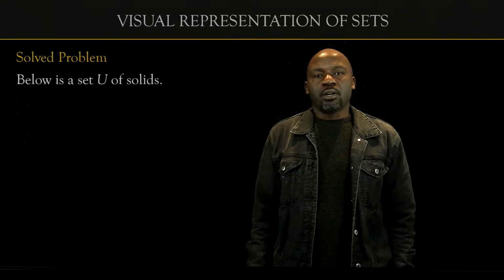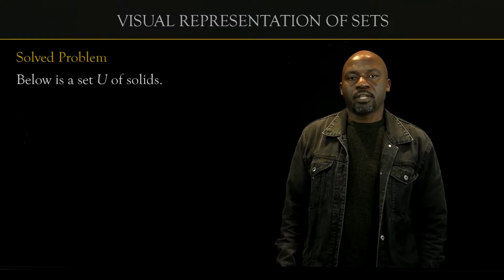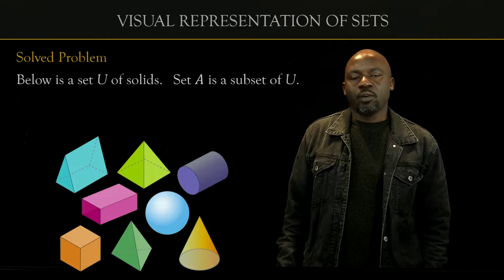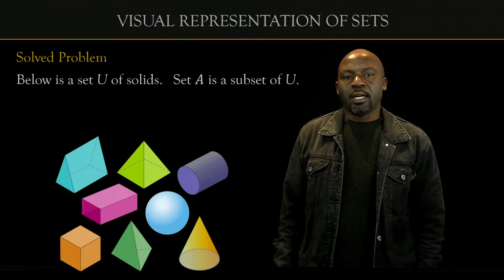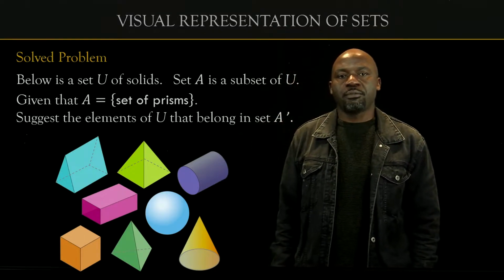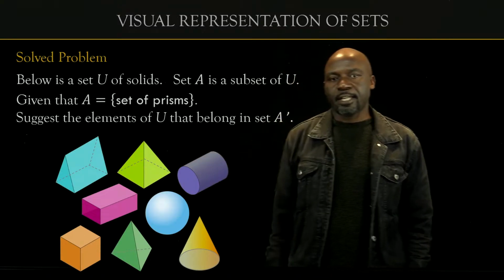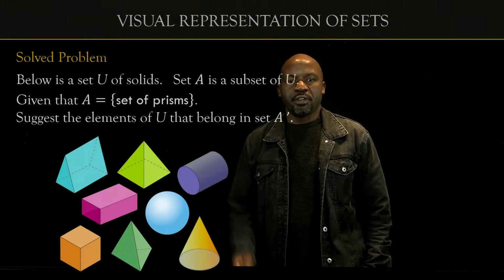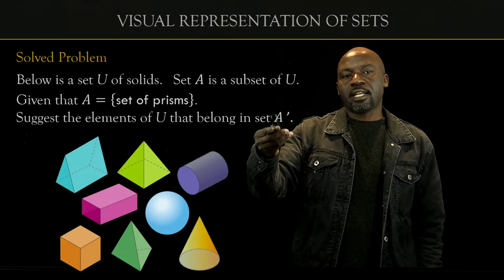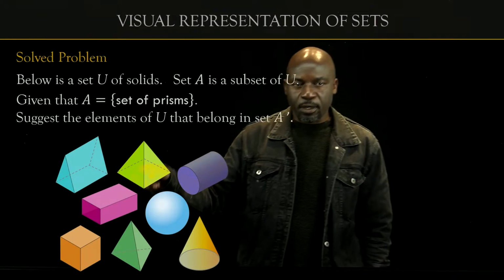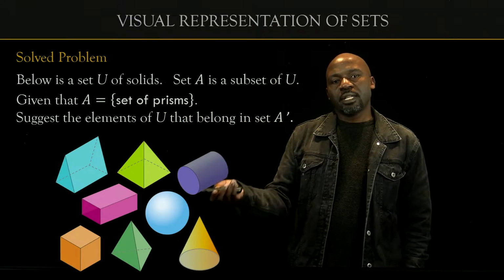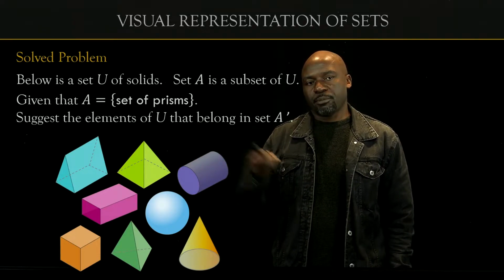Okay? Below is a set of solids. Solid shapes, basically. There is a set A which represents all prisms. Suppose that set A is the set of prisms within this universal set here. Suggest elements of the universal set that do not belong in set A. That means they are in the set A complement, meaning they do not belong in set A, set A being the set of prisms. So which elements in here are not prisms?